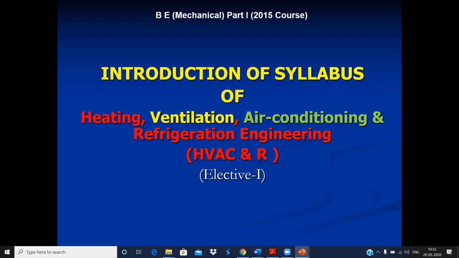Refrigeration Engineering. It's an elective one of BE Mechanical course, Part 1, 2015 course. This is just the extension of the subject Refrigeration and Air Conditioning, what you have learned in TE Mechanical. Mainly, this particular subject includes the practical aspects of refrigeration and air conditioning.